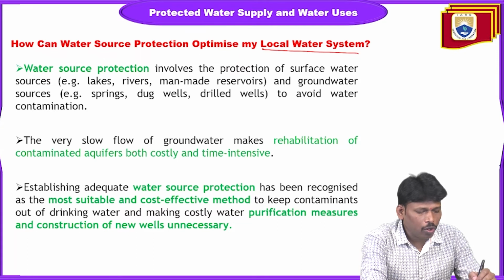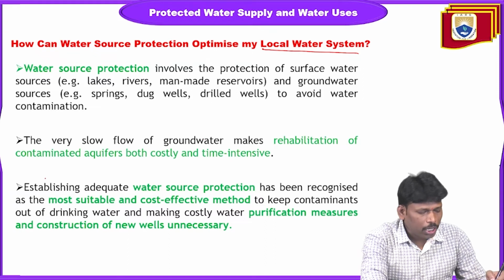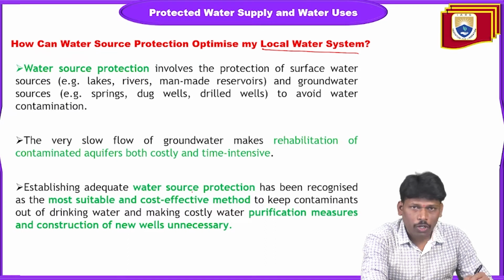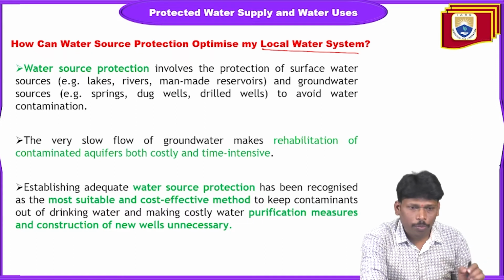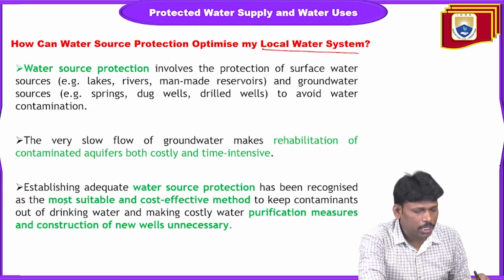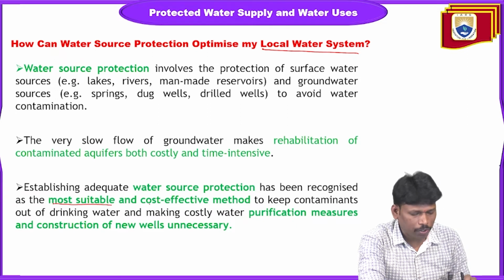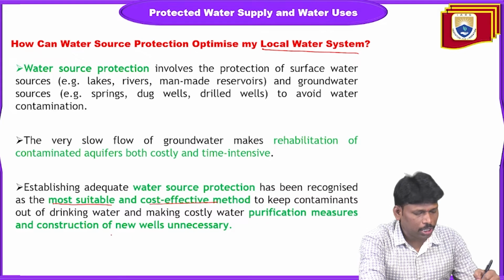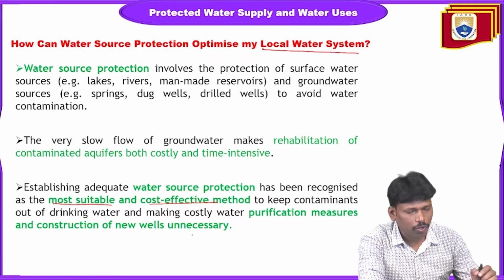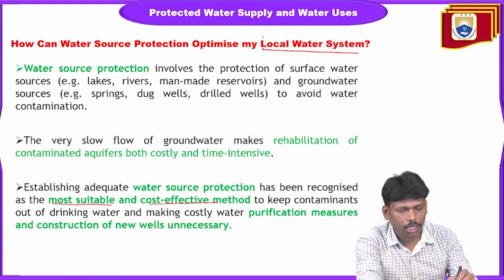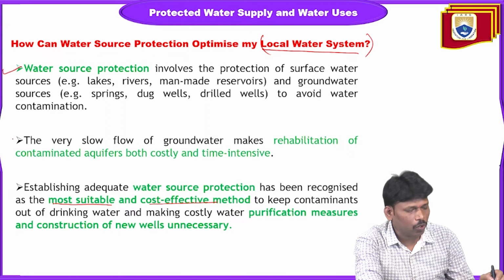The very slow flow of groundwater makes rehabilitation of a contaminated aquifer both costly and time intensive. So establishing adequate water source protection has been recognized as the most suitable and cost-effective method to keep contaminants out of the drinking water, making costly purification measures and construction of new wells unnecessary. So in order to protect our local water system, we are supposed to follow these things.